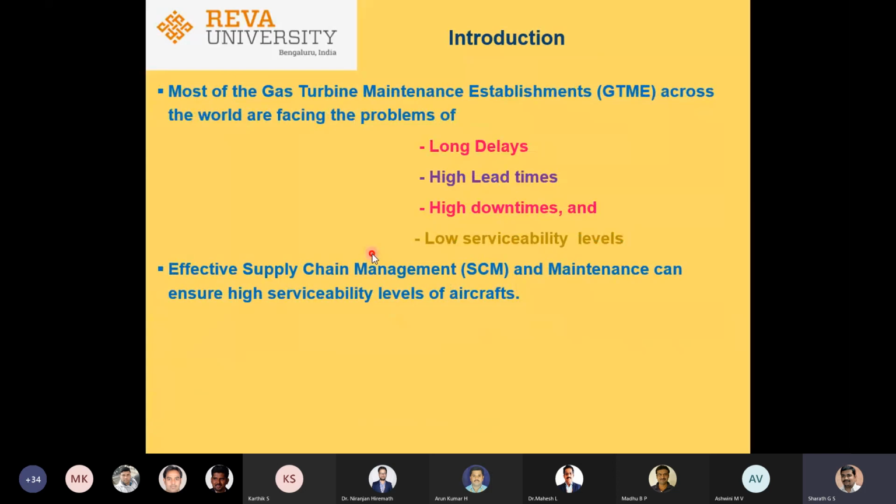Most of the gas turbine maintenance establishments nowadays are facing problems like long delays, low serviceabilities, high downtimes, high lead times. These are some of the problems which have to be addressed seriously. And effective supply chain management and maintenance can ensure high serviceability levels of aircraft.